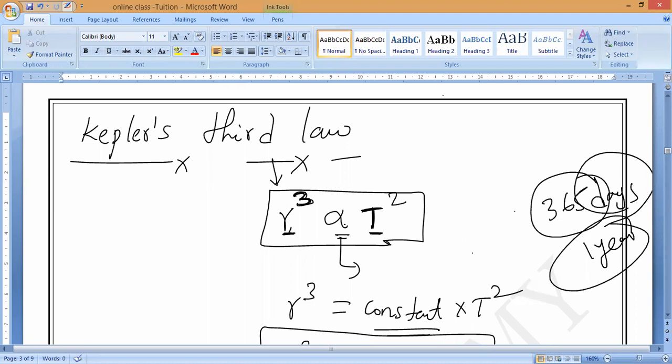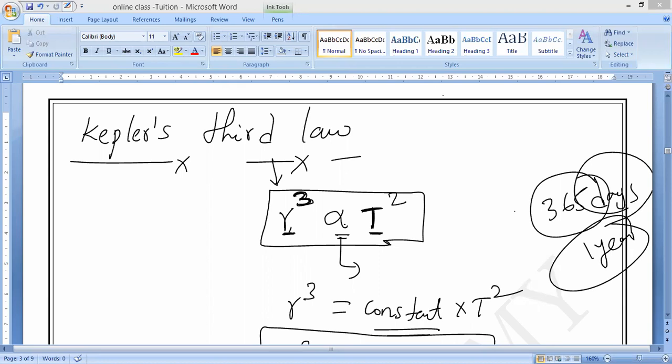So write: the cube of the mean distance of a planet from the sun is directly proportional to the square of the time it takes to move around the sun. That is what we call Kepler's third law of planetary motion.